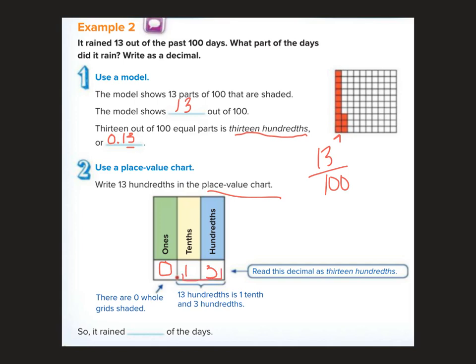Okay? So some kids get confused and think, let's say we have a number like this, they think they need to say 7 tenths, 8 hundredths. And that's not true. We just look at that number. That number is 78. And then I look at what is the last digit. This 8 right here is in the hundredths place. So I'd say 78 hundredths. Okay? So it rained 13 hundredths of the days. Sorry, the 78 is a little random, but good to talk about.